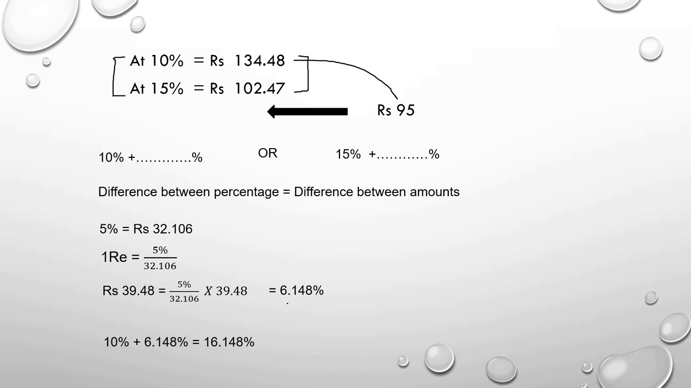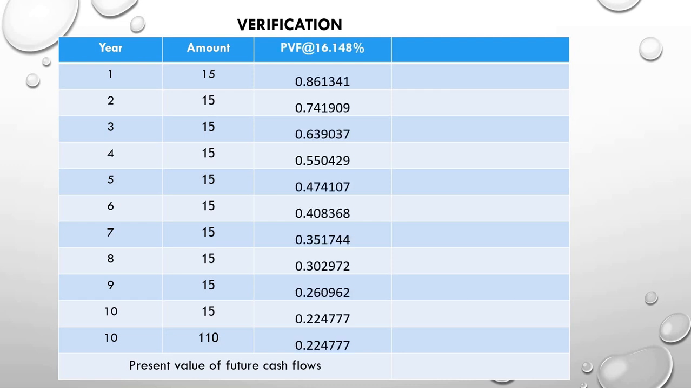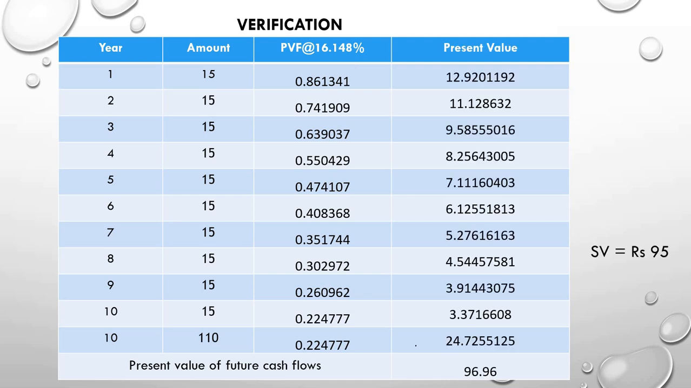So 16.148% will be your exact answer for calculating the present value factor. That means my KD will be 16.148. Now let's verify it. The same table I have taken, and now the present value factor I have taken to be 16.148. I've calculated all the present values, and if you see, your answer is coming to be near about 95. It's 96.96 and our sale value was 95.